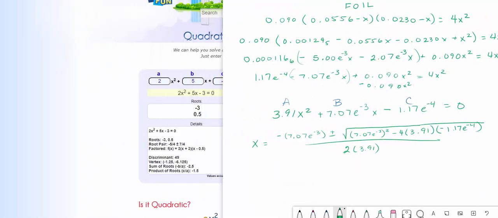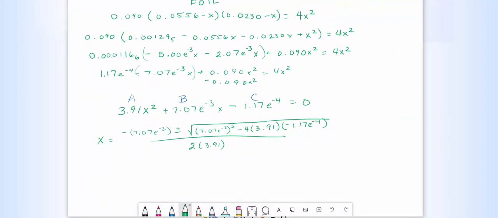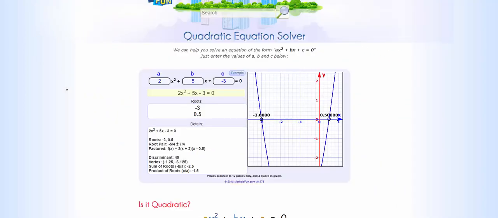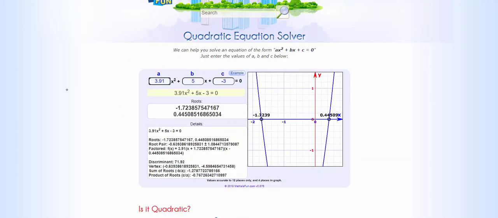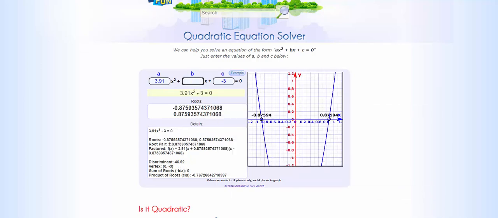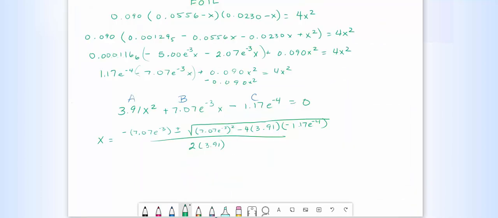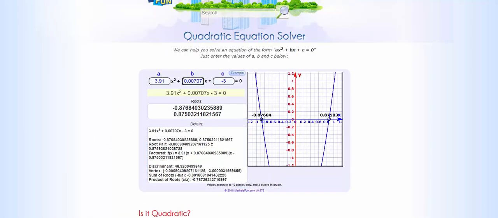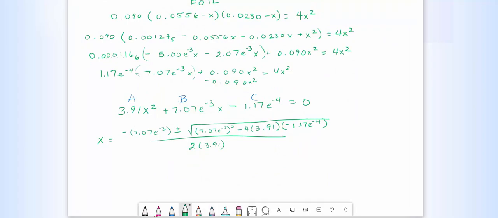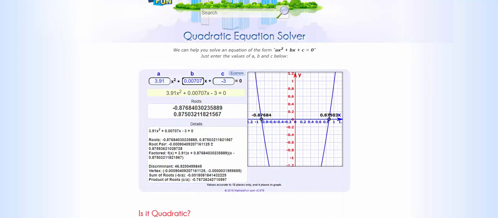So as before, we're going to use a's 3.91. So you use the same. It's the same idea. All you have to do is put it in. Just make sure that you have the correct sign. So my b value is a positive 0.00707. And then my c value is a negative 117.